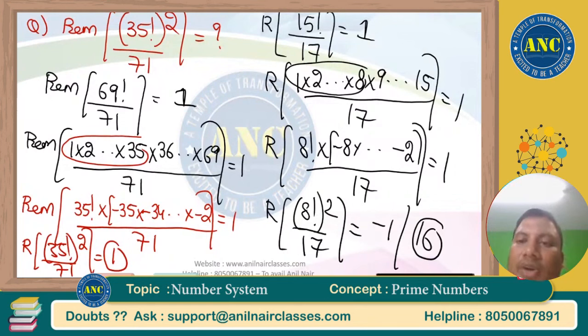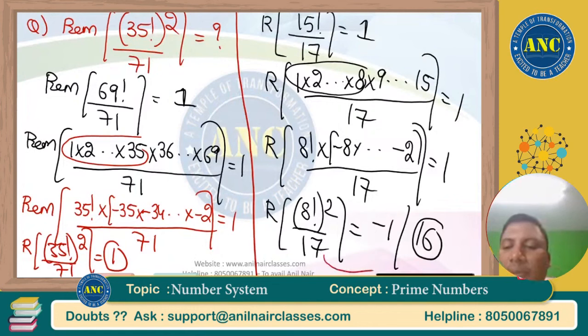15 factorial whole square divided by 17 results in 8 factorial whole square divided by 17. So sometimes you are getting P minus 1, sometimes you are getting 1. These are the two cases. Don't generalize it and take it as P minus 1 always. Sometimes it is 1, sometimes it is P minus 1.